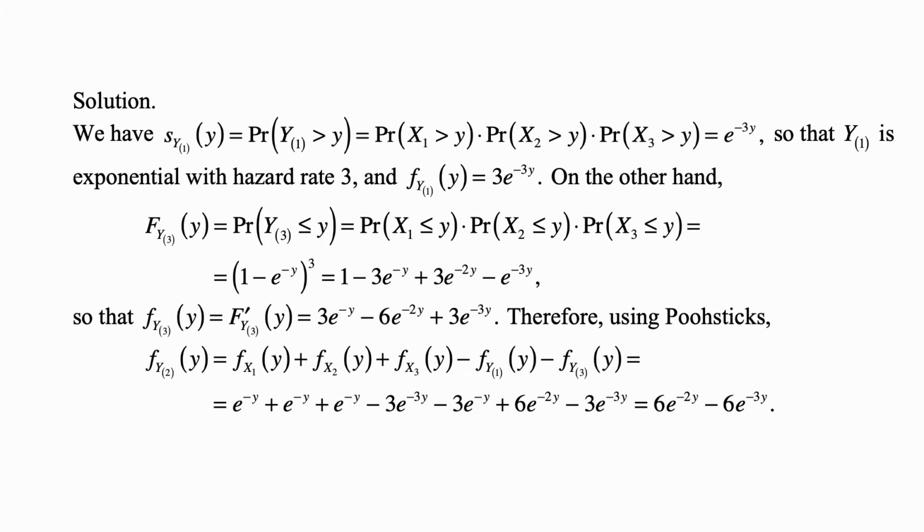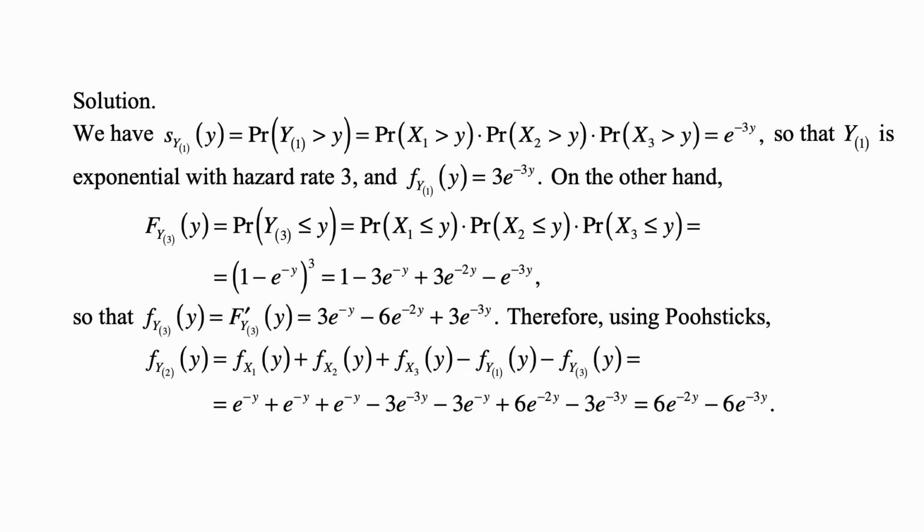Then we take the derivative of that, and we get the little f sub Y3 of y equal to the derivative of what we just calculated, and that's equal to 3e to the minus y minus 6e to the minus 2y plus 3e to the minus 3y.